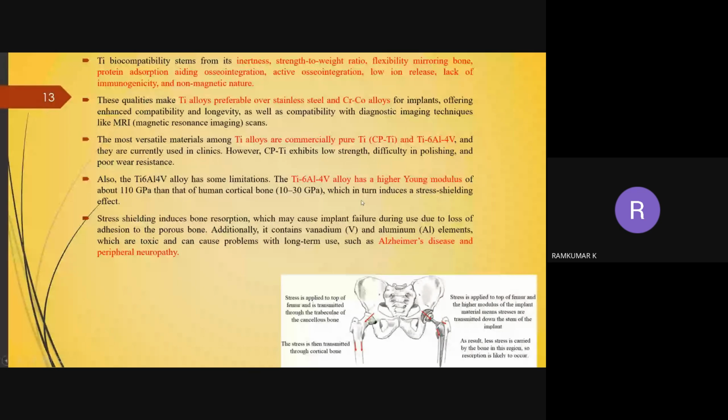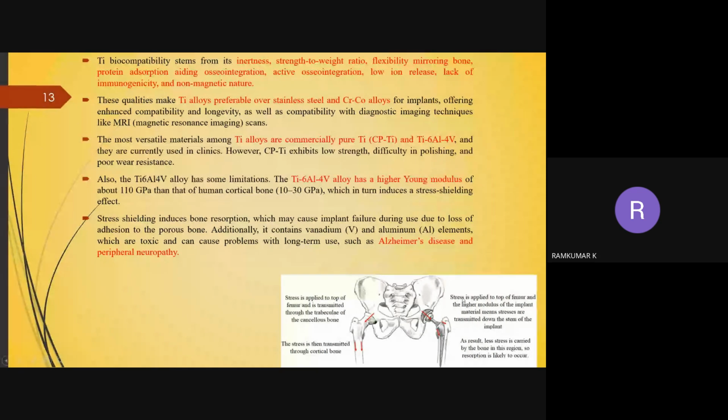However, the titanium alloy has a higher Young's modulus when compared to human bone, which may induce a stress shielding effect. So this stress shielding induces bone resorption. Bone resorption is nothing but the density of the bone getting reduced. So this is reduced by incorporating vanadium and, sorry, in addition this titanium 6 aluminum 4 vanadium is also toxic and it cannot be used for long term use, which can give diseases like Alzheimer's disease or peripheral neuropathy disease.